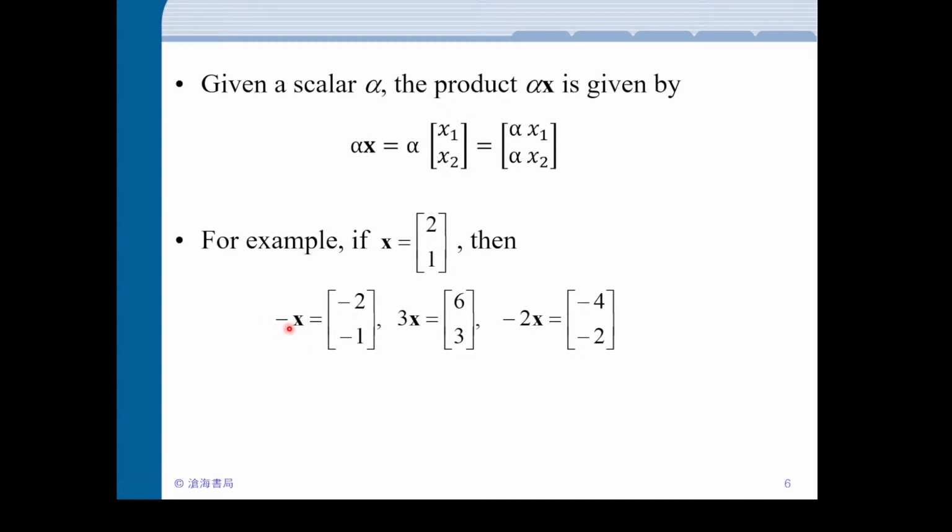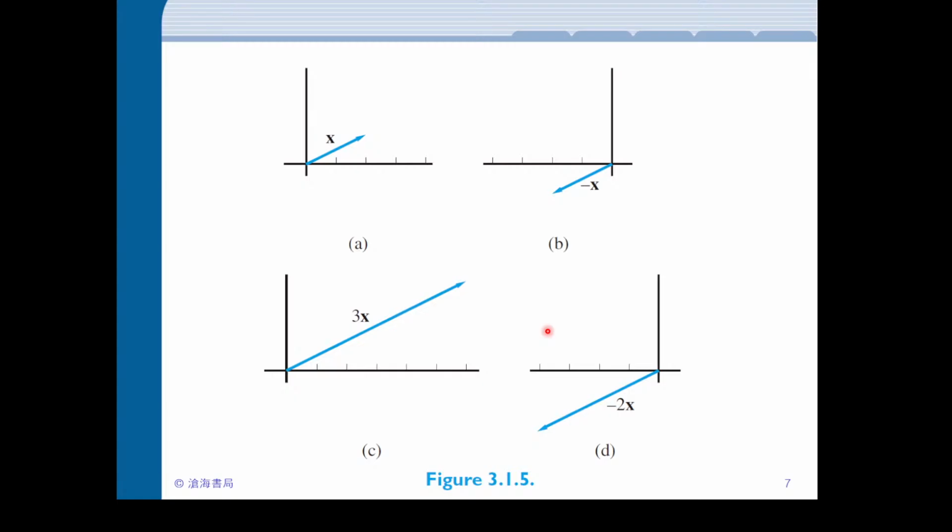I guess we should emphasize this, since it's going to be tricky later. But for these R2 vectors, this just means minus 1 multiplied by your x. So you put a minus sign on everything, so it's minus 2, minus 1. Times 3, it becomes 6, 3. Multiplied by minus 2 it is minus 4, minus 2. And here are those drawn pictures. We have our vector x, that's 2, 1, and you multiply by minus 1, by 3, or by minus 2, and you get those vectors.